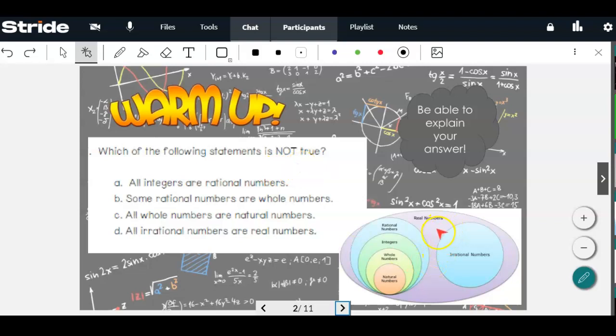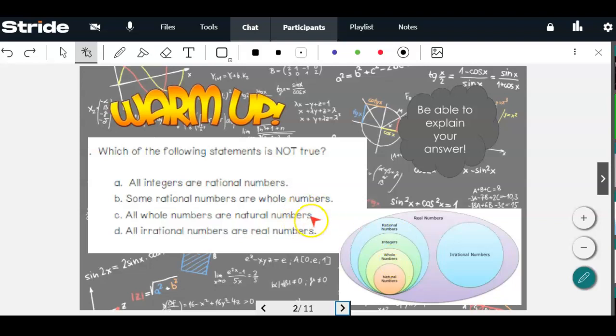So here's our set of real numbers. We have our rationals, our irrationals. All integers are rational numbers. That's true. So we're looking for the one that's not true. Some rationals are whole numbers. Okay, that's true. There's whole numbers, and some of the rationals are whole numbers.